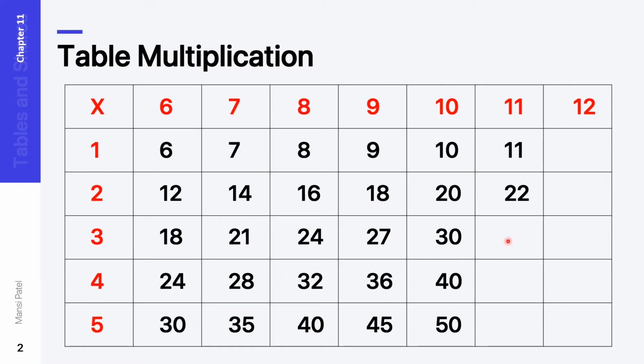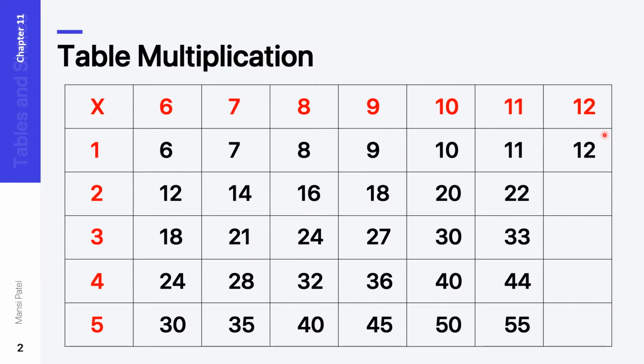Then in this box 11 is there and 3 is there. So 11 threes are 33. Then in this box number 11 is there and number 4 is there. So 11 fours are 44. And then in the last, 11 fives are 55.